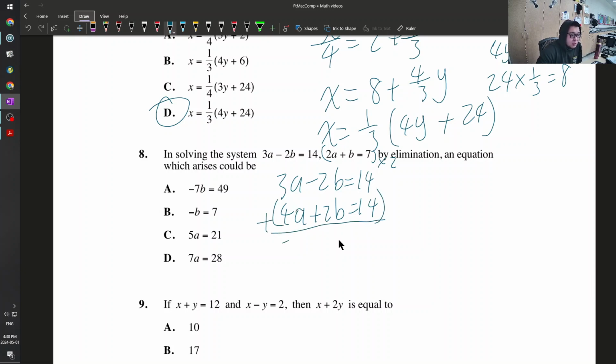Add these. We get 7a is equal to... so this is 0. 14 plus 14 is 28. Therefore, a is equal to 7. And what is b? So 2 times 7 plus b is equal to 7. That means b is equal to -7.